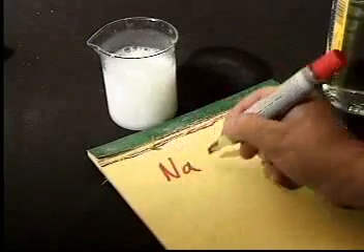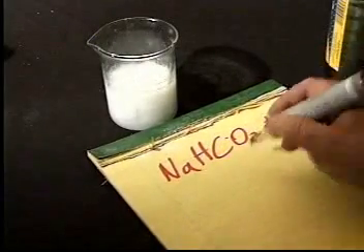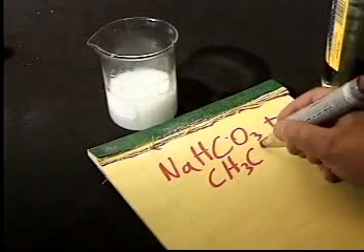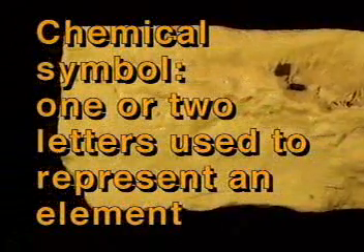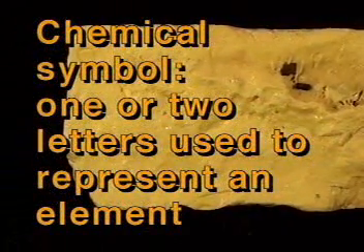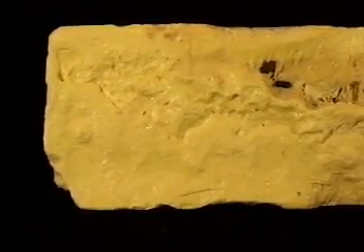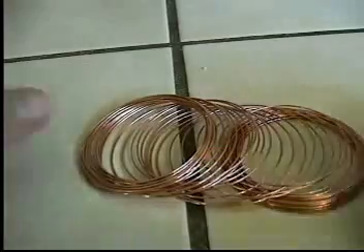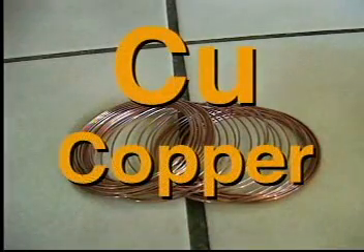In order to work more easily with elements, scientists have developed a system of letters and numbers, or chemical symbols, used to represent elements. Chemical symbols use one or two letters from the name of the element. For example, the element sulfur, shown here, is symbolized by the letter S. Sometimes two letters are used. Such is the case with copper, symbolized by the two letters capital C and small u.